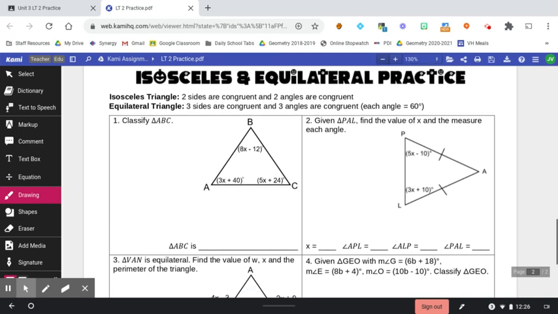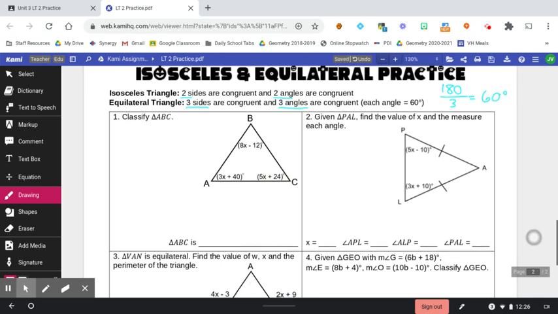So just a reminder, isosceles triangles have two sides that are congruent and two angles that are congruent. And for an equilateral triangle, there are three sides that are congruent and three angles that are congruent. And remember last week we talked about how all three angles have to add up to 180 degrees, and in an equilateral triangle all three are equal, so each angle would have to be 60 degrees. That'll be important moving forward in some of these problems.